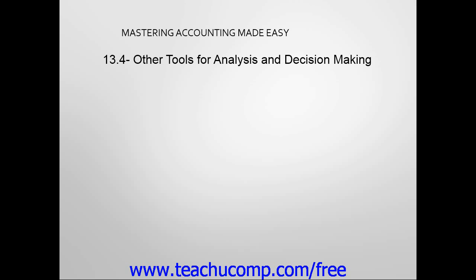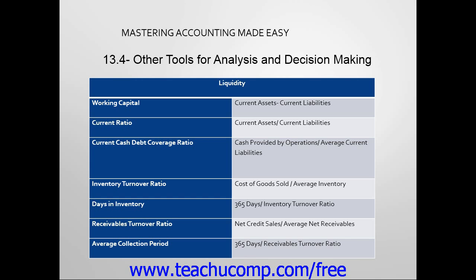www.teachucomp.com/free. Now that we have covered how to make decisions, we will include some other tools for financial analysis and decision making. While this is not a comprehensive list, this is a list of some of the more important formulas and ratios. This list is a set of formulas for determining liquidity. Liquidity ratios measure the short-term ability of a company to pay its maturing obligations and to meet unexpected needs for cash. A commonly used measure of liquidity is the current ratio.